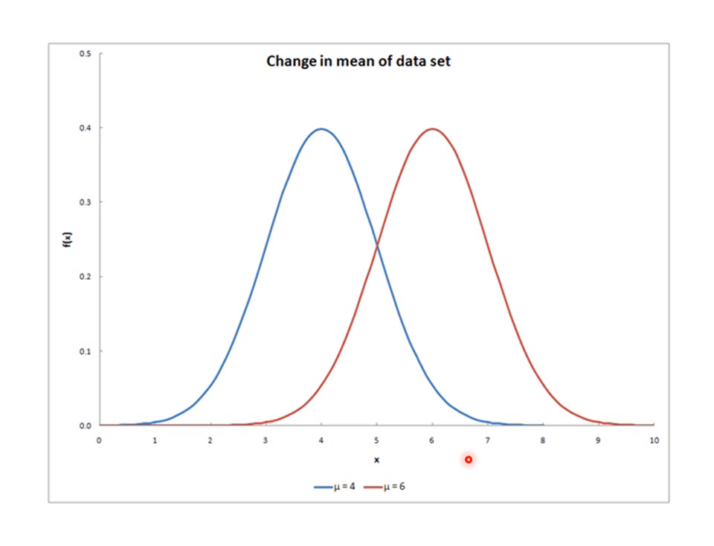For the blue distribution, the mean is 4. For the red distribution, the mean is 6. So the mean changes, but they are still normal distributions, so the empirical rule still applies. 68% of data lie within 1 standard deviation of the mean, 95% within 2 standard deviations, and 99.7% within 3 standard deviations.